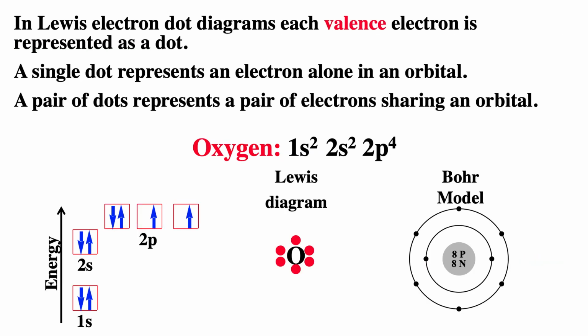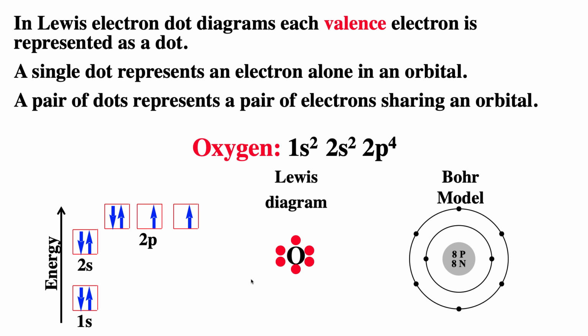For an atom, the Lewis diagram is really pretty straightforward. It just illustrates the valence electron configuration. For oxygen, the valence shell is the second shell. And so we have a pair in the 2s orbital, which corresponds to a pair of dots next to the oxygen. You have a pair in one of the 2p's, which corresponds to another pair of dots. And then you have single electrons in the remaining 2p orbitals, which correspond to single dots.